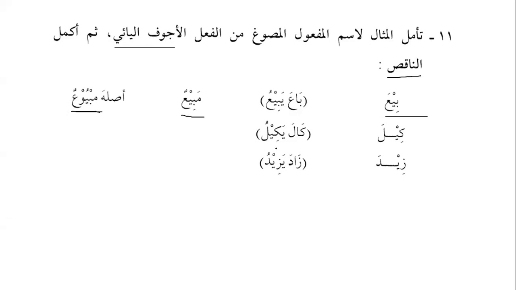Similarly, we have kala yakilu, to measure, and the verb form is kila. And what will be ismul maf'ul? Makilun, excellent. And asluhu will be makyulun. Then we have zada yazidu, and the passive form is zida, and the derived form will be mazidun. Excellent. And the original form is mazyudun. All right. So do you remember any verse of the Quran where we have this kalima, mazidun?